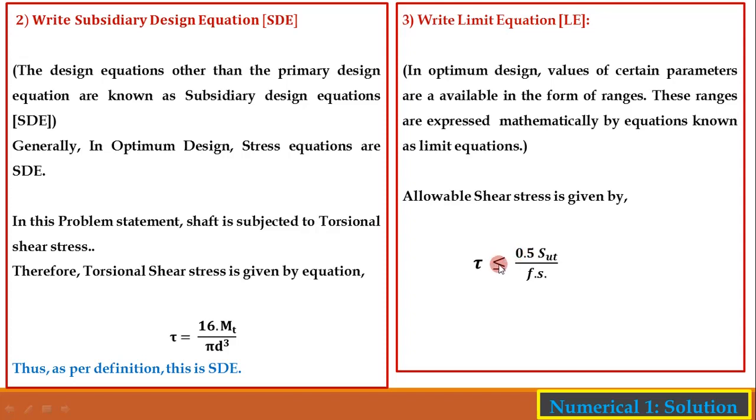Now we can replace this inequality sign by an equality sign. So we'll get the equation 0.5 SUT upon Fs or 0.5 SYT upon Fs. So this equation is nothing but the limit equation. So as per definition, this is a limit equation.